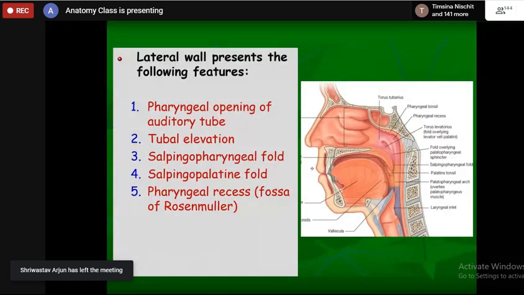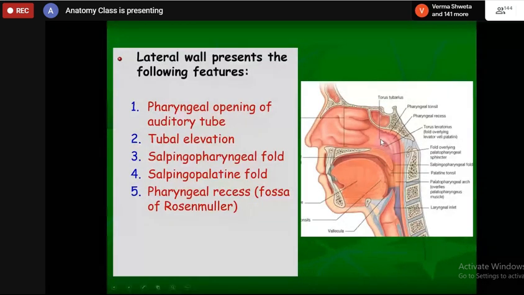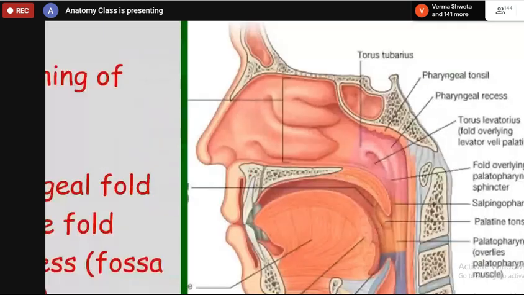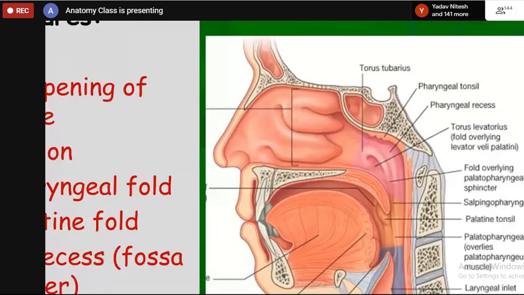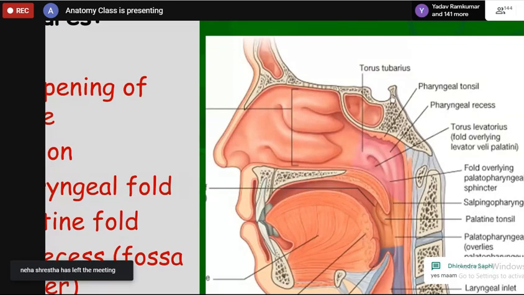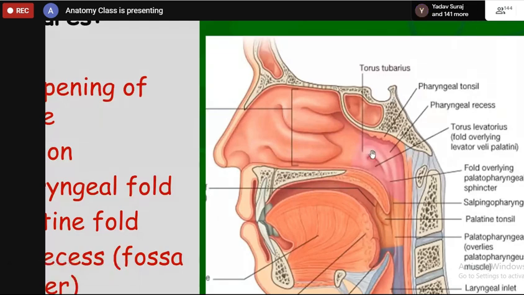Now next is the tubal elevation. So how is the elevation formed? The tubal elevation is mainly formed by, if we look inside the tubal elevation, we have the aggregation of tonsil, and this aggregation of the tonsil which is present over here is known as the tubal tonsil. Now just consider we have the aggregation of the lymphoid tissue that is known as the tubal tonsil, and this is covered by the mucous membrane, and this will form the tubal elevation. So how is your tubal elevation formed? We have the aggregation of the lymphoid tissue covered by the mucous membrane.